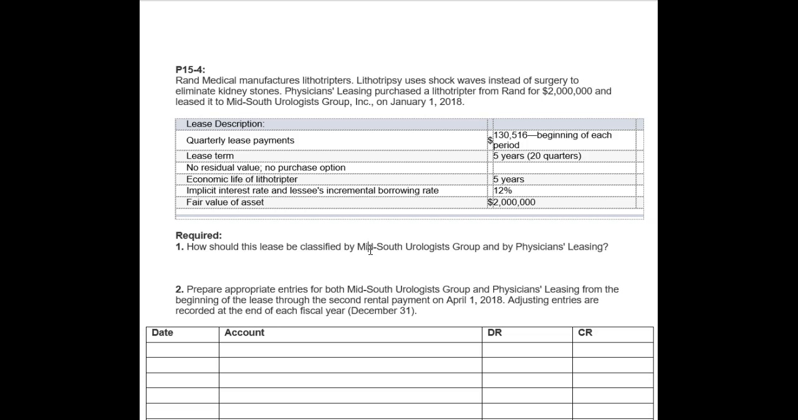Now, some guidance states a 75% rule here, whereas if the term is 75% or more of the asset's life, then it's probably a capital lease, or a financing lease. But the actual statement is if it's substantially all. So yes, we do have a financing lease. But really quick, let's talk about the last 2 criteria.